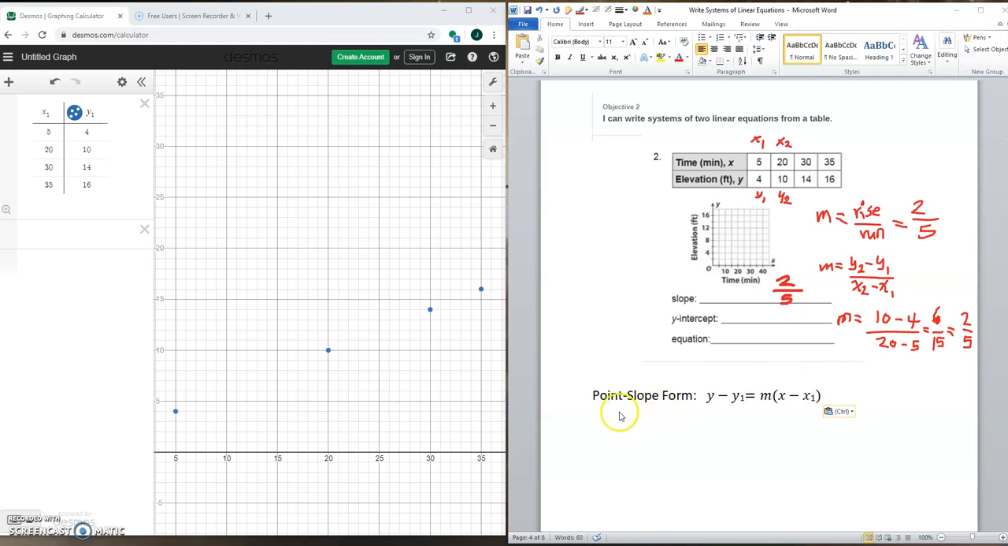So once again, we're going to use the point slope form because I now have the slope and I have this point. So let's go ahead and substitute.